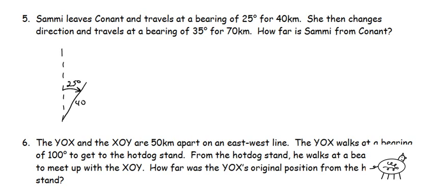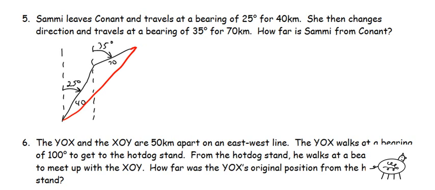Then she changes direction and travels at a bearing of 35. So right here, let's extend this a little bit more. She changes direction and she's going to go 35 degrees. Now, it's definitely not to scale, but I got to show it a little bit so you see it's a change in direction there. And she goes for 70 kilometers here. And then it says how far is Sammy from Conant? So this is what we're looking for. It's a really bad triangle. Okay, kind of like that. It definitely is a triangle.